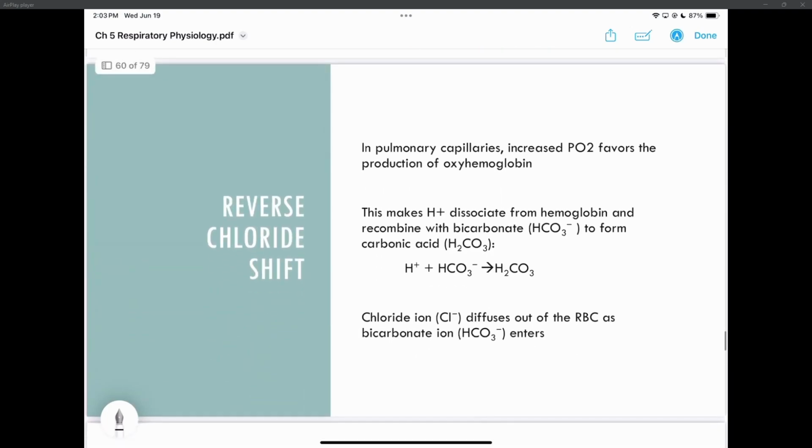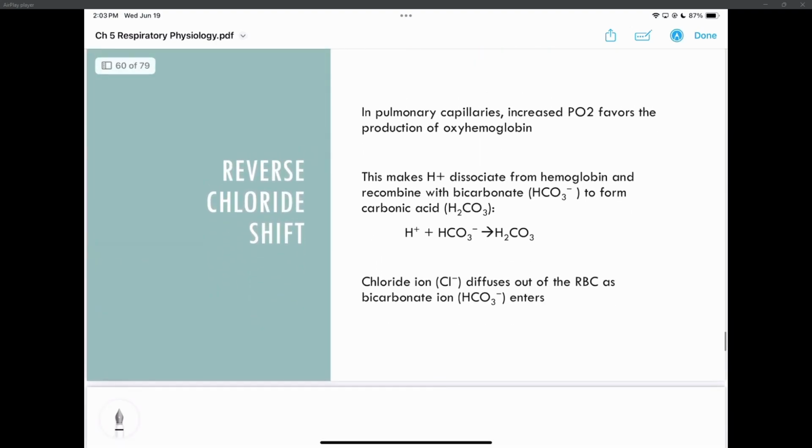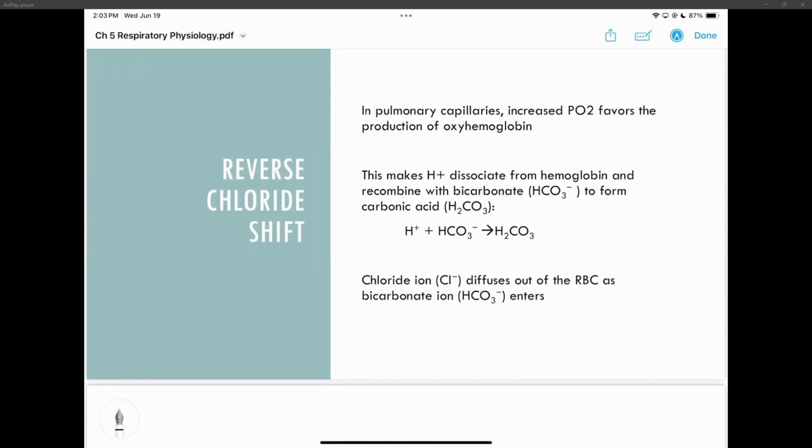Here's the reverse chloride shift. We have to get that bicarb back to carbon dioxide, because we can't exhale bicarb. So we repeat the process. We do it the opposite way now. So the bicarb in the lungs will go into the red blood cell. Chloride will leave the red blood cell.